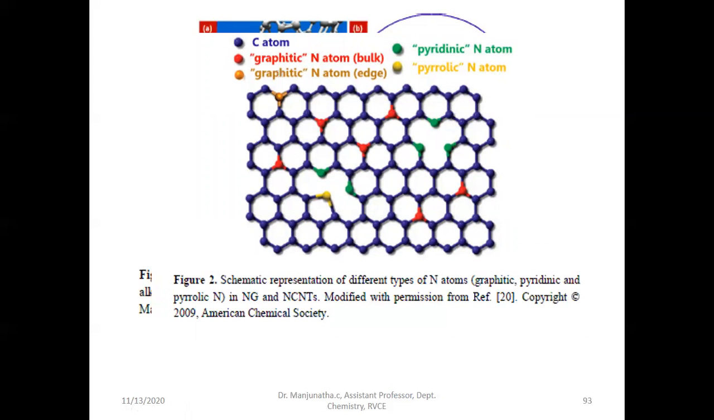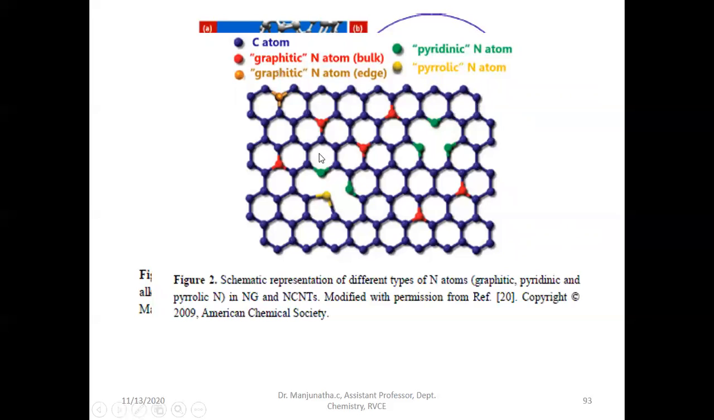This is the image representing how the structure of CNT is changed when some of the carbon atoms are substituted or doped by nitrogen atoms. Varieties of active sites are created, like the graphitic nitrogen atom inside the bulk, the red one. This is a carbon atom replaced by a nitrogen atom, so it is of graphitic nature only.